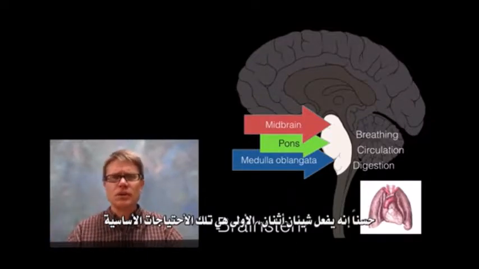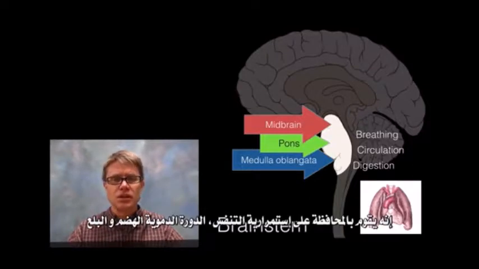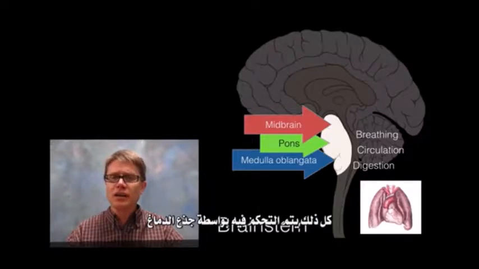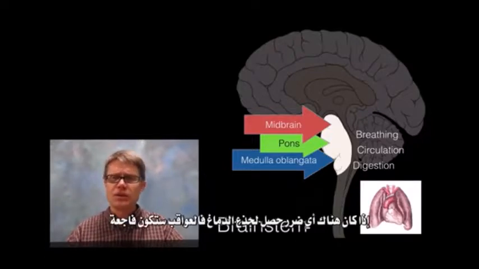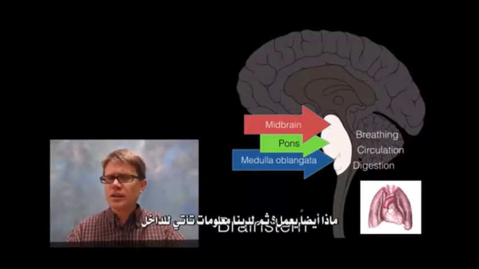The first thing it's going to do are these more basic needs. It's going to keep your self-breathing, keep circulation going, digestion, swallowing. All of that is going to be controlled by the brain stem. If there's any damage to the brain stem, it's going to be catastrophic. What else does it do?